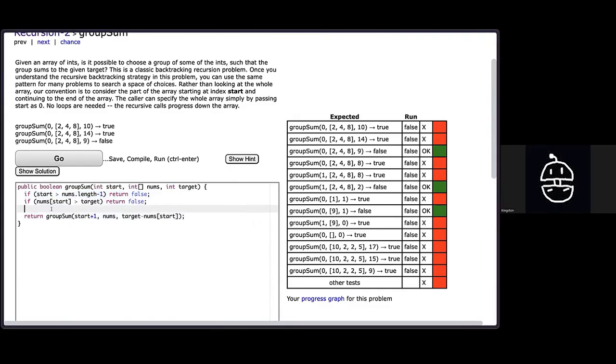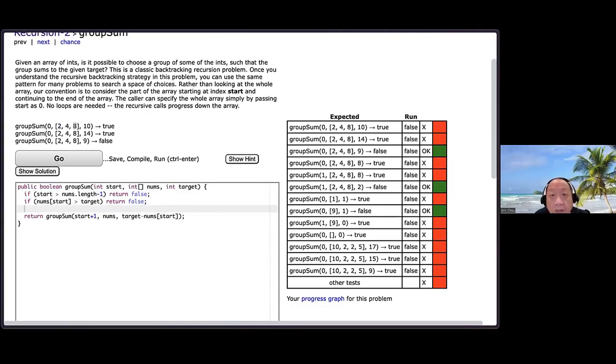I was trying to subtract the number you're at from target, and then if the number you're at right now is larger than it, then it can't be possible. But then it doesn't work because if you have 2, 4, 8, it's going to add the 4 and say false, because the answer is 2 plus 8, but it's going to count 4. No. This one is called group sum.